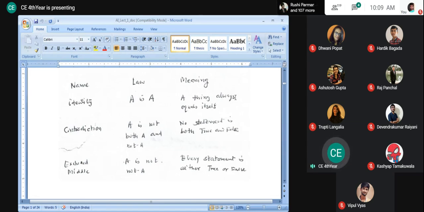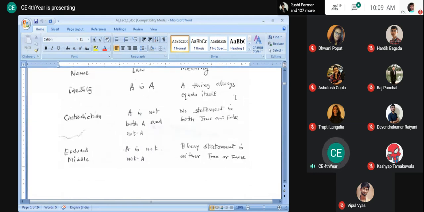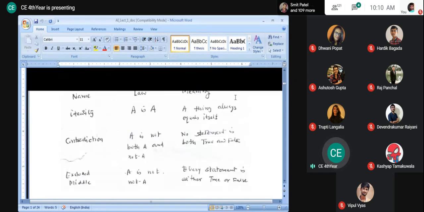Next is a little interesting law. Law of excluded middle. As the name indicates, it is excluding middle, no middle values. A or not A, that is the law. And the well-known meaning is every statement is either true or false. Only binary values, 1, 0. Every statement is either true or false, 1 or 0. That is excluded middle. There are no middle values.